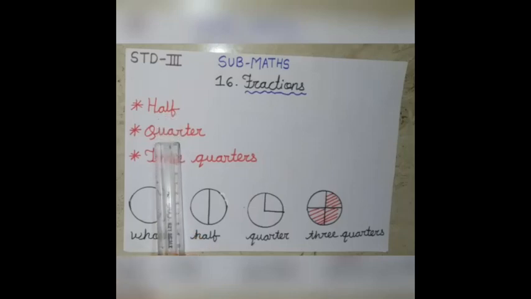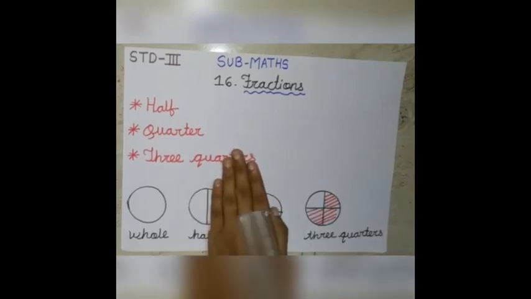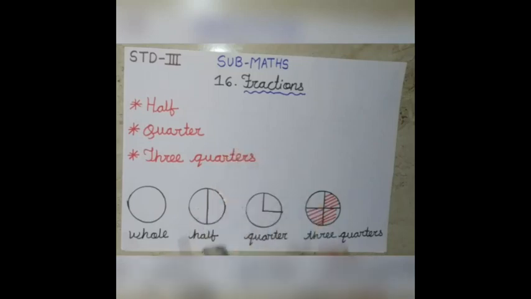Half, quarter, 3/4. Here you all can see this is a complete circle. This is a whole circle. Here in the second circle I have divided the circle into two equal parts. We can say half, half. One part is known as half, matlab आधा.